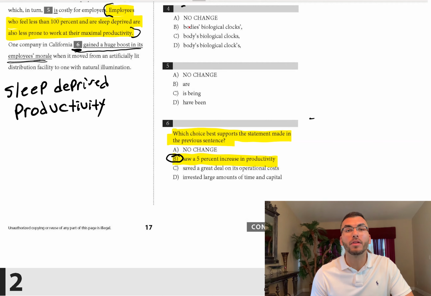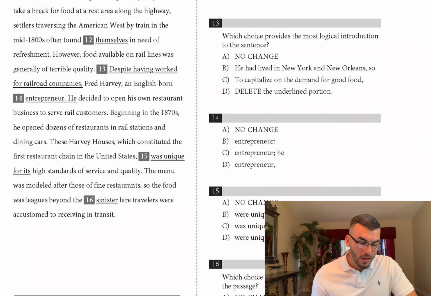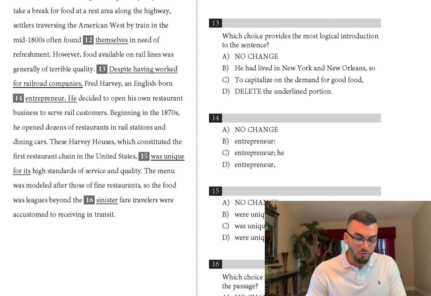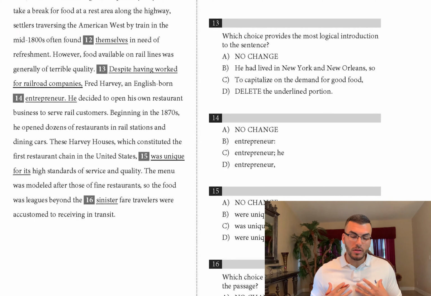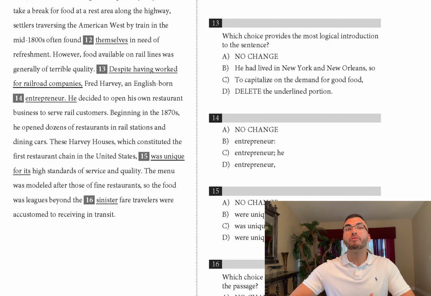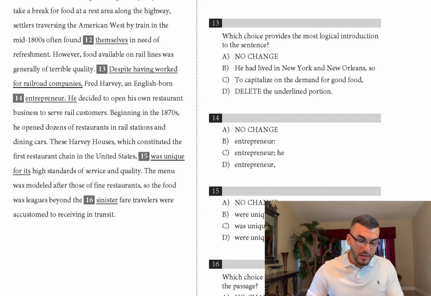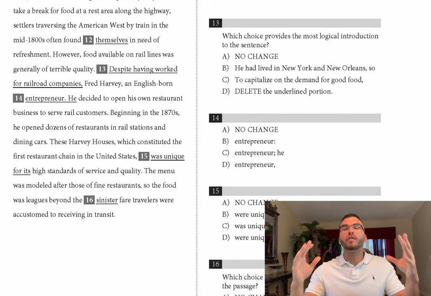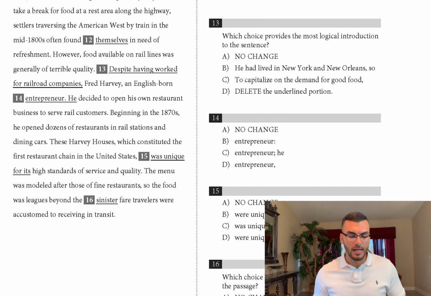Let's look at number 13. So number 13, go ahead and give this one a try on your own. I want you to press pause, read the question carefully, and figure out which choice provides the most logical introduction to the sentence. So that's going to rely on you reading what came before that, introduce the sentence, and then what came after that to have the full scope of the context. When you're ready, press play, and then let's compare notes.